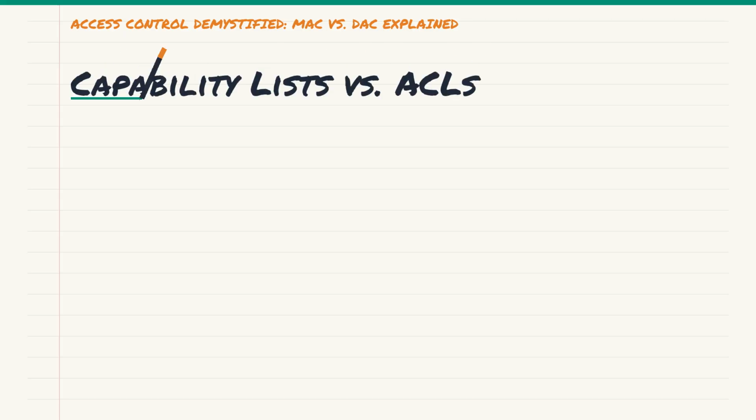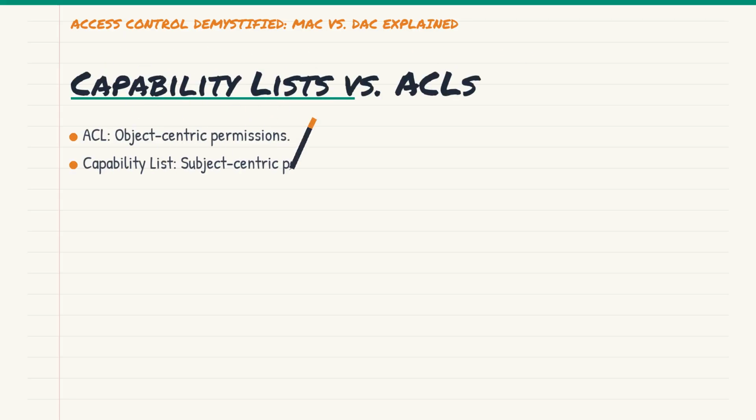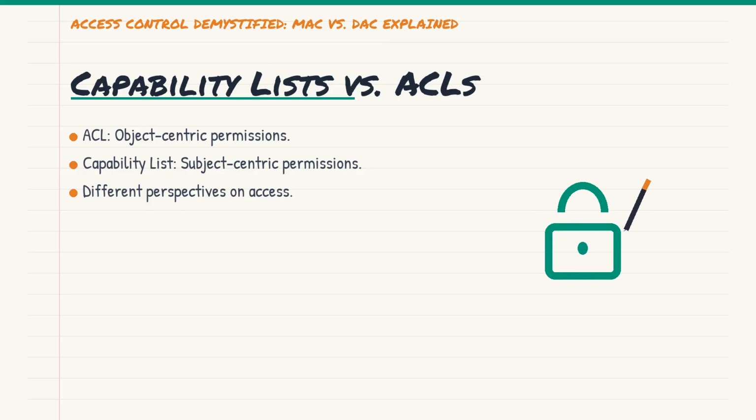Think of it this way: an ACL says, this file can be read by Alice. A capability list says, Alice has the ability to read this file. It's a different perspective, and while ACLs are more common in general-purpose operating systems, capability lists can be found in certain specialized systems. They offer a different way to manage and verify access.